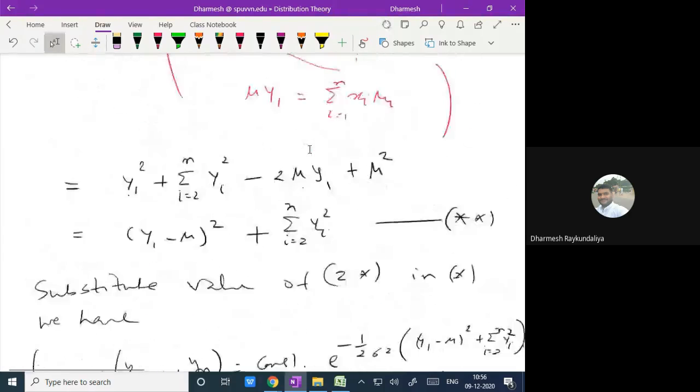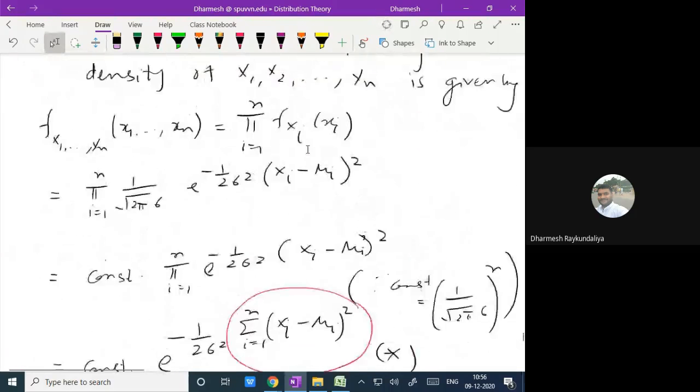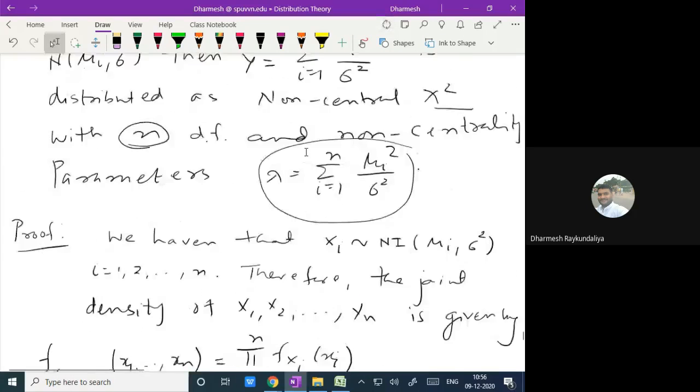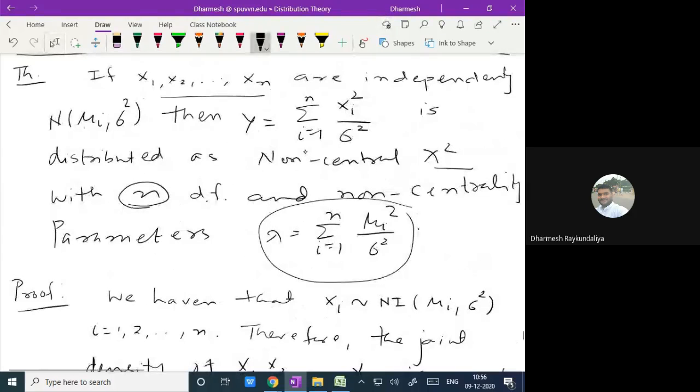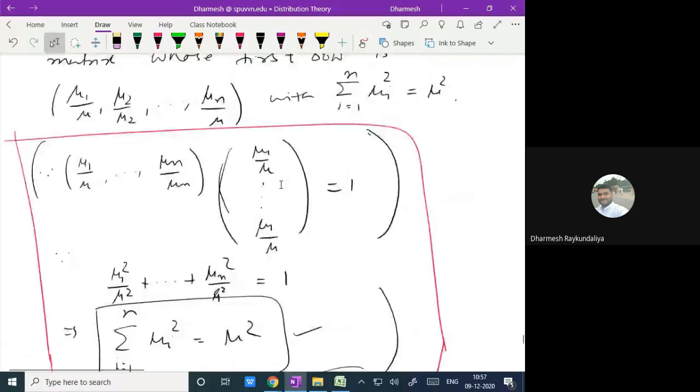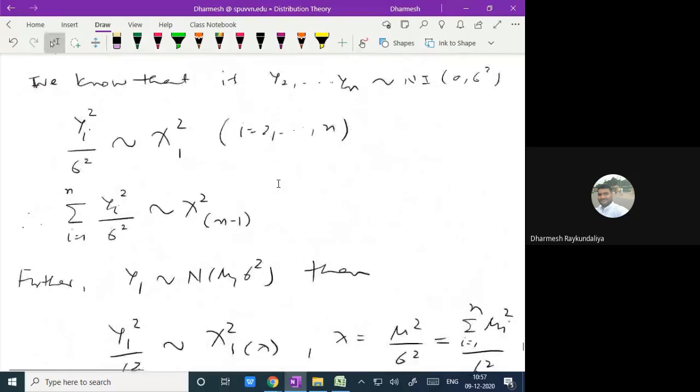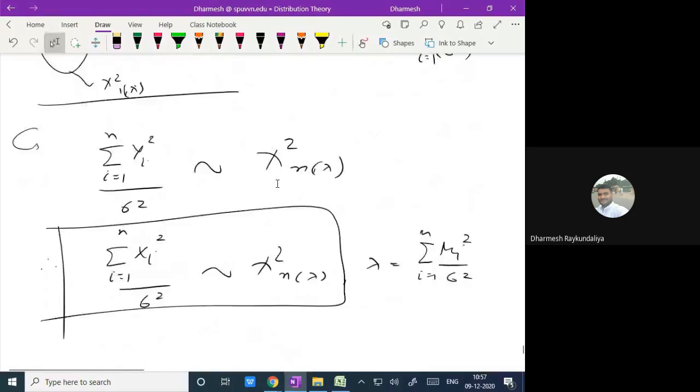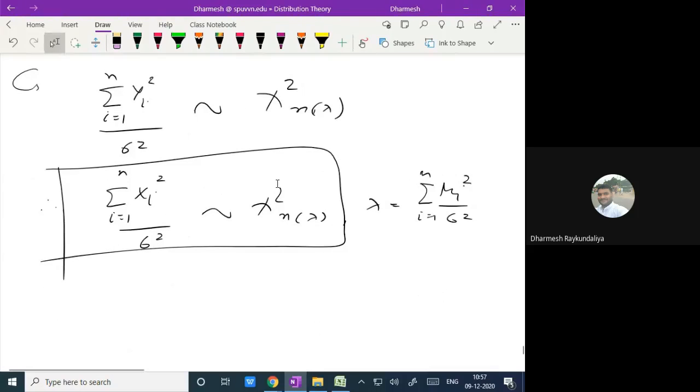You can see here, Y equal to summation xi square upon sigma square is distributed as non-central chi-square with n degrees of freedom and non-centrality parameter lambda equal to summation mu i square upon sigma square. So that is what we have proved. Here we have used the concept of orthogonal transformation to prove this theorem. Is that fine? Any questions?